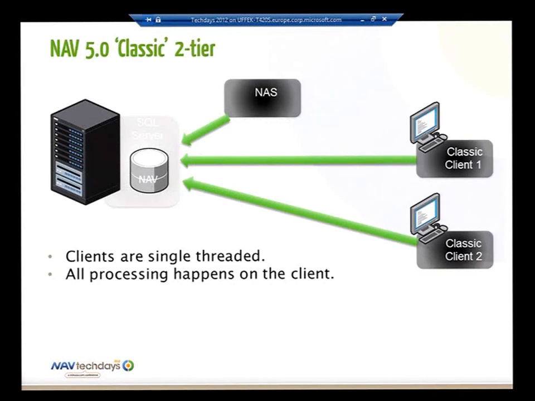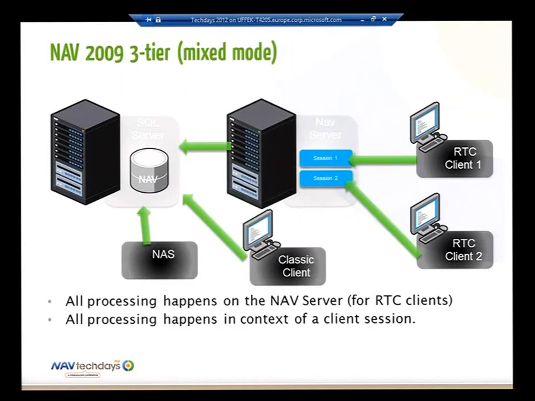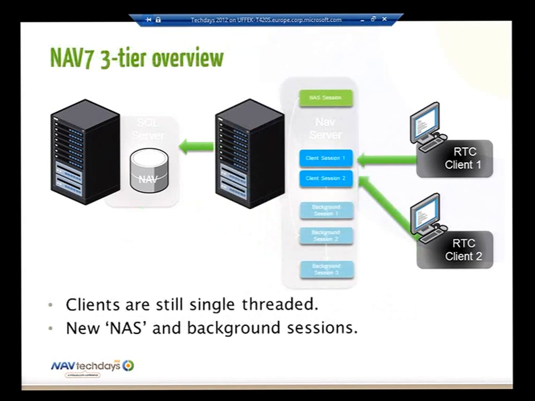So this is a repeat of something you've seen before. We are going from the old 2-tier over our intermediate 3-tier in 2009, and now in NAV 7, or now 2013, we have this clean 3-tier.